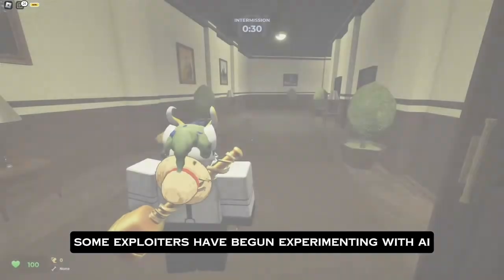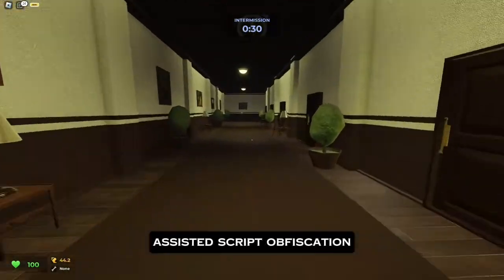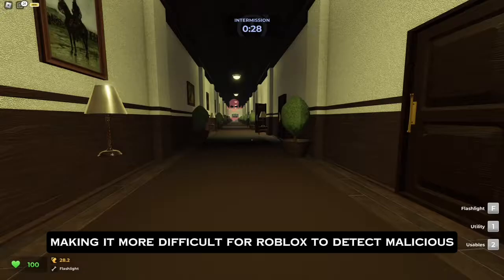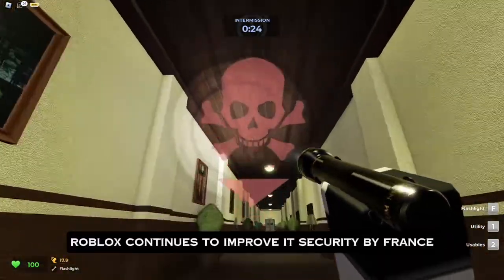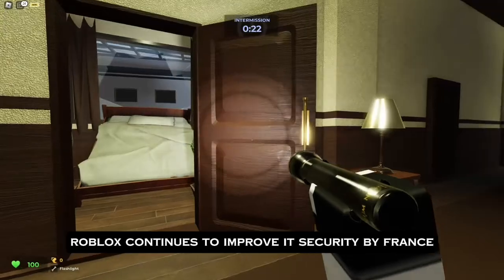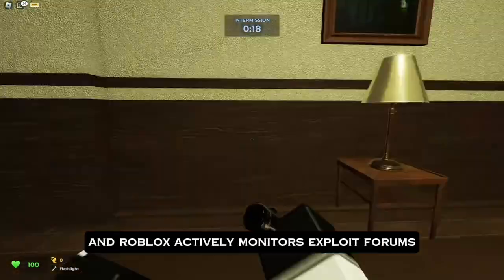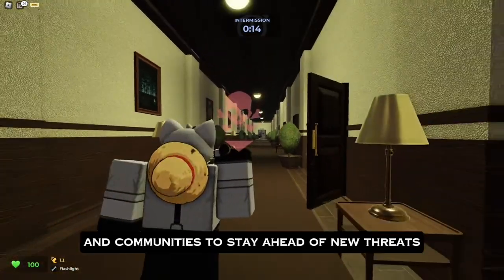Additionally, some exploiters have begun experimenting with AI-assisted script obfuscation, making it more difficult for Roblox to detect malicious code. Despite these ongoing challenges, Roblox continues to improve its security. Bifron's technology is regularly updated, and Roblox actively monitors exploit forums and communities to stay ahead of new threats.